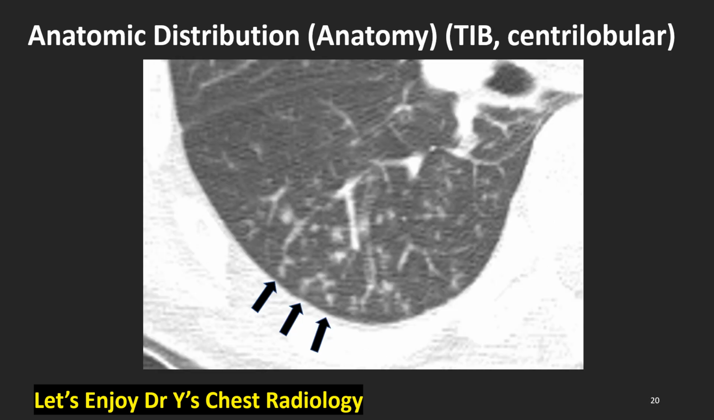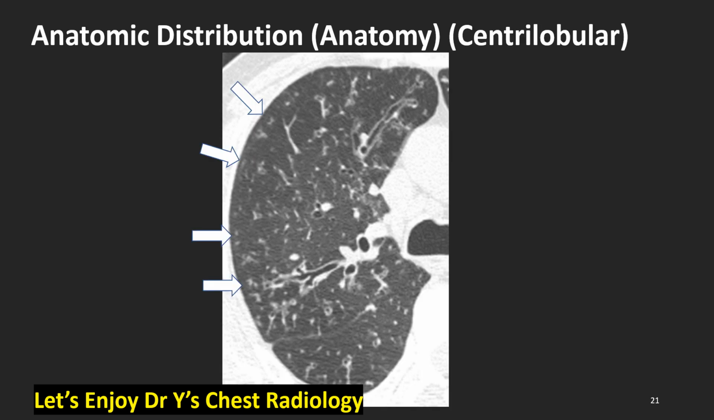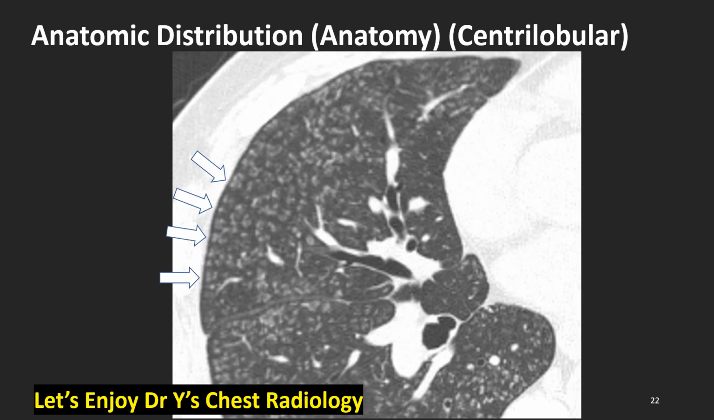Another centrilobular, tree in bud. The arrows indicate the centrilobular. This patient is infectious bronchiolitis. Anatomic distribution, anatomy, centrilobular. The arrows indicate centrilobular. This patient is diffuse panbronchiolitis. Last example of centrilobular. The arrows indicate the centrilobular.